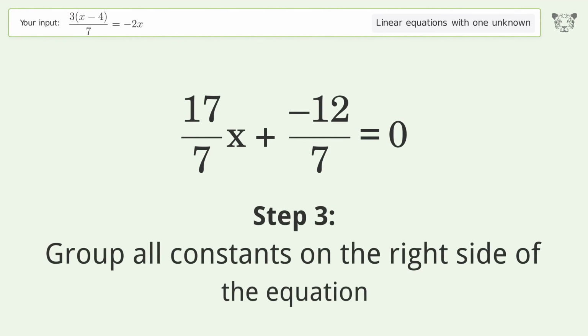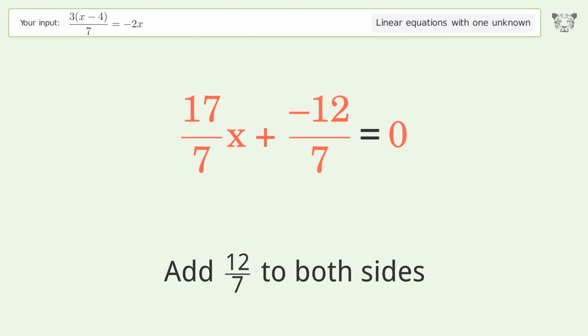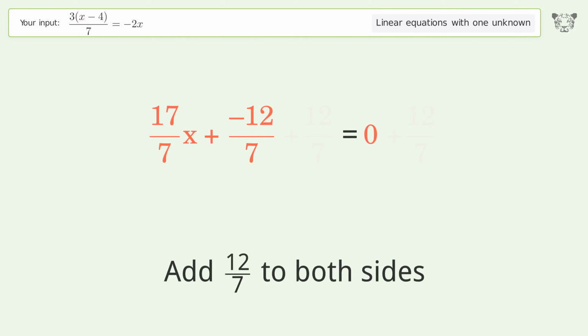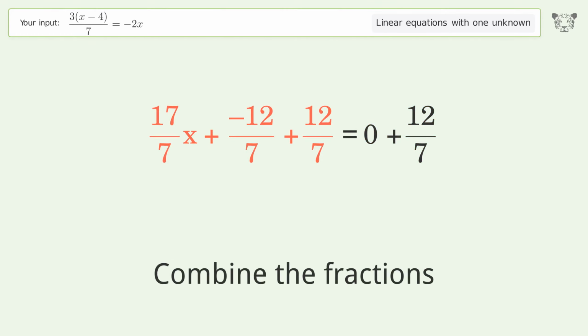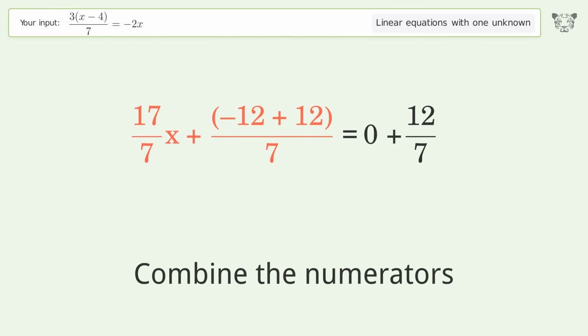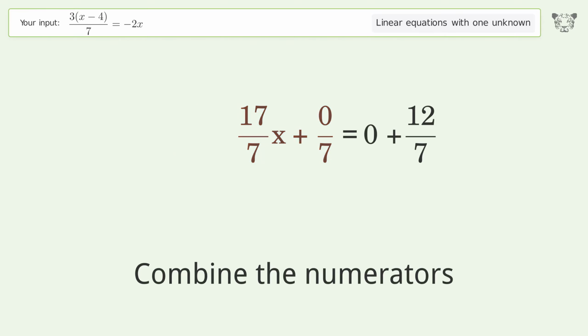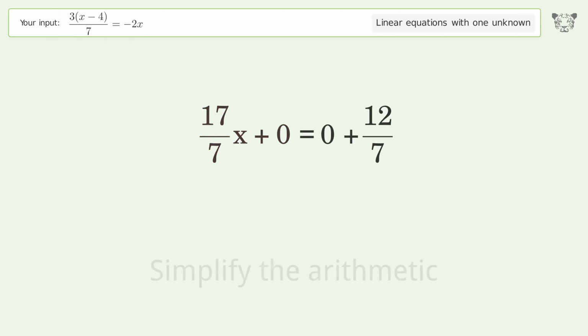Group all constants on the right side of the equation. Add 12 over 7 to both sides. Combine the fractions. Combine the numerators. Reduce the zero numerator. Simplify the arithmetic.